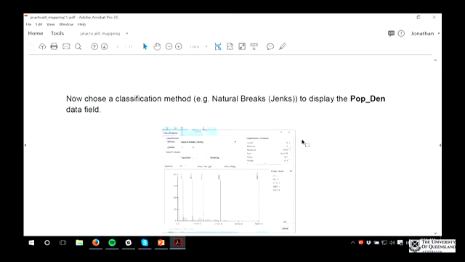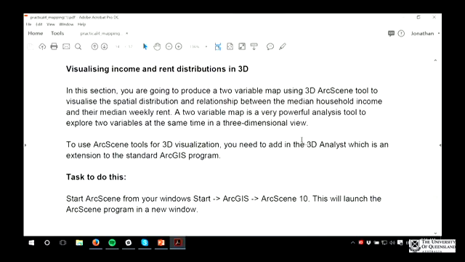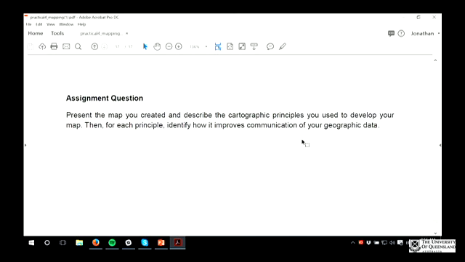You'll work through an exercise, and then there's a question at the end. You create a map, and the question at the end asks you to present the map. You'll be assessed on whether you created a map that was cartographically correct and used the cartographic principles that we'll talk about in this lecture. Then it asks you to describe the cartographic principles you used to develop the map, and for each of those principles, say how it improves or is effective at communicating the geographic data.